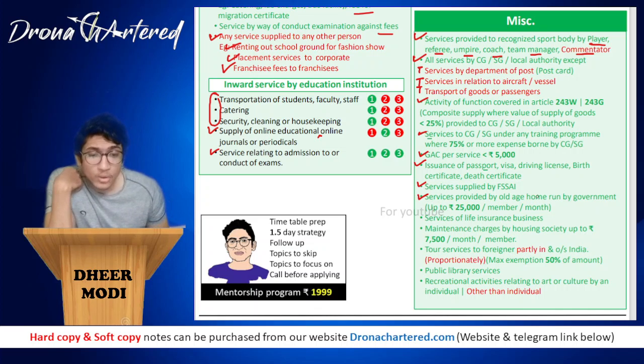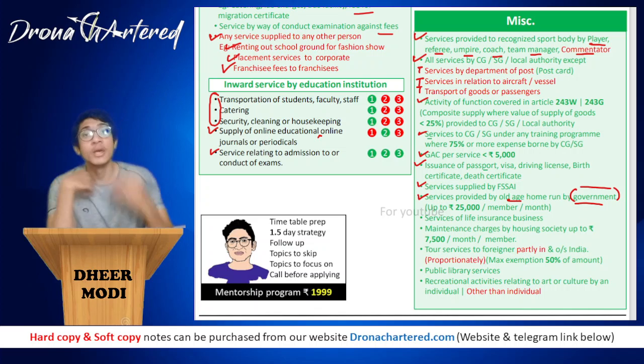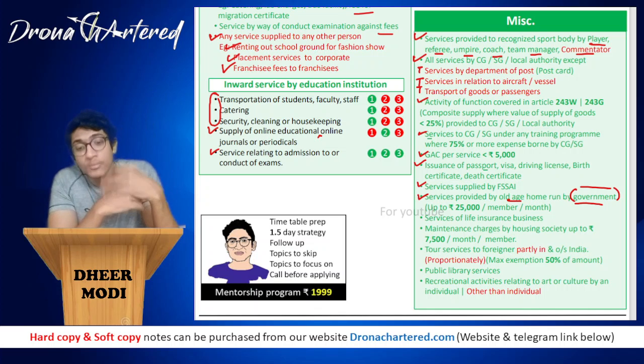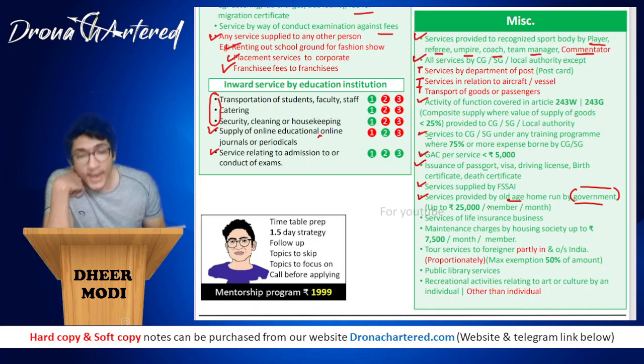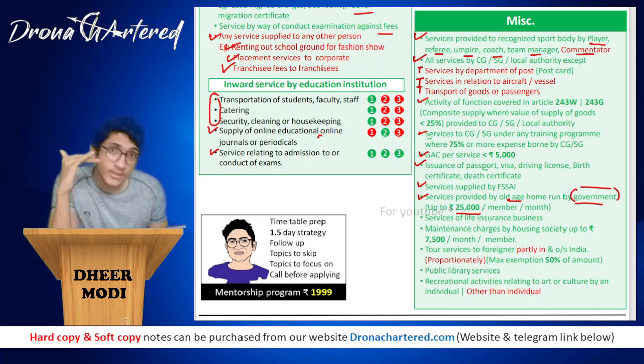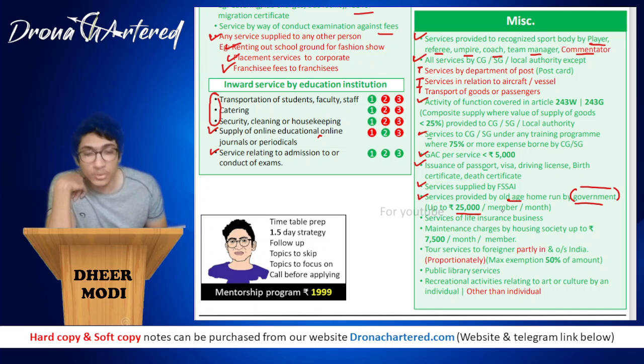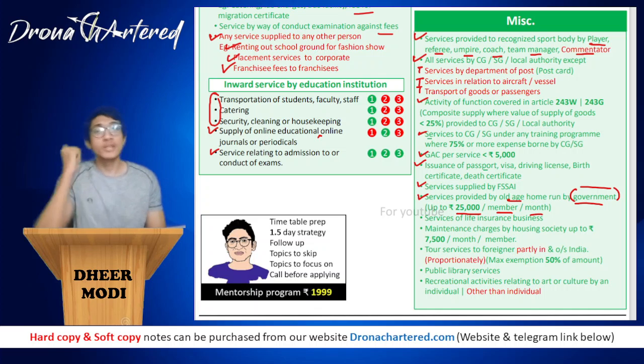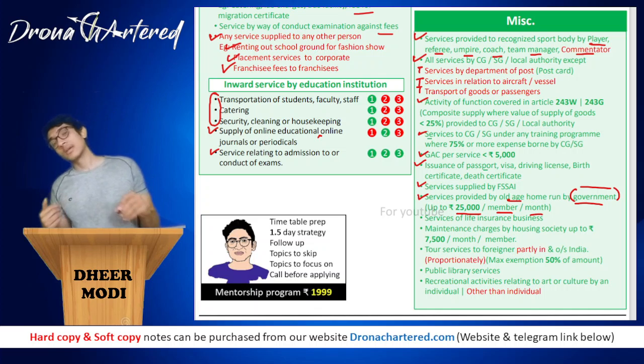Services provided by an old age home run by the government. What you have to remember is that it is the old age home run by the government only, and only if it is run by the government will it be exempt. If it is run by a third party, it will become taxable. So only if the old age home is run by the government and the membership fee is up to 25,000 per month, that is equal to or less than 25,000 per month per member, only then will it be exempt. Otherwise, it will be taxable.